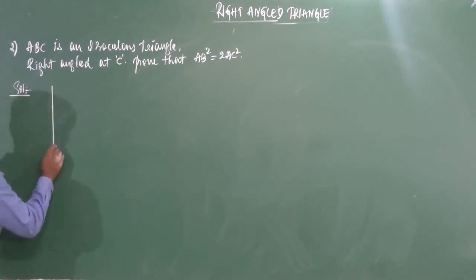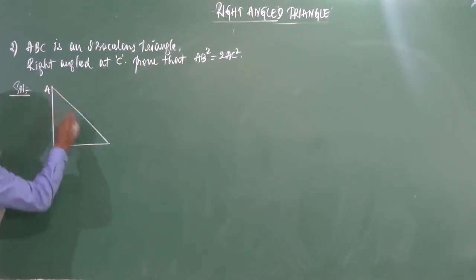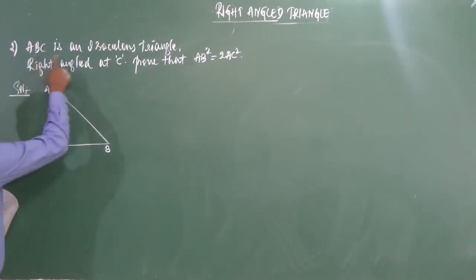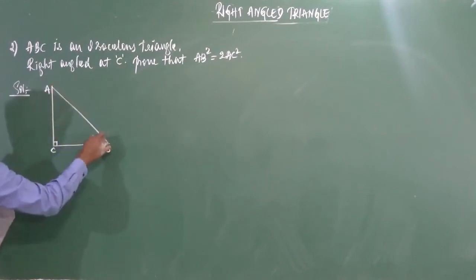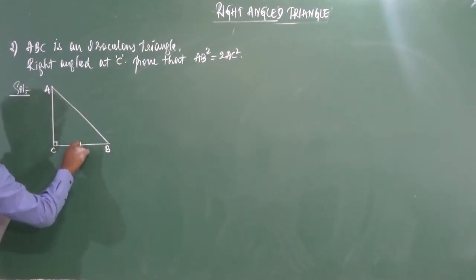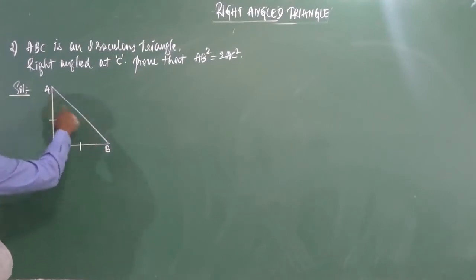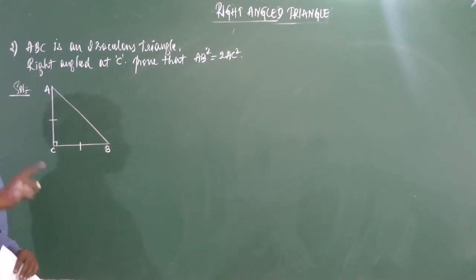So this will be the diagram. This is the right angled triangle, which is right angled at C. So ABC is an isosceles triangle, right angled at C. Therefore the hypotenuse, we cannot touch that. So therefore BC will be equal to AC, because if two sides of a right angled triangle are equal, then it is called an isosceles right angled triangle.